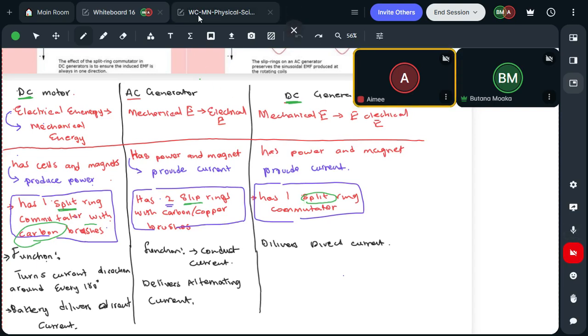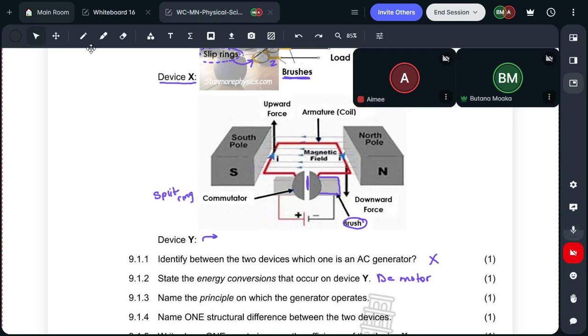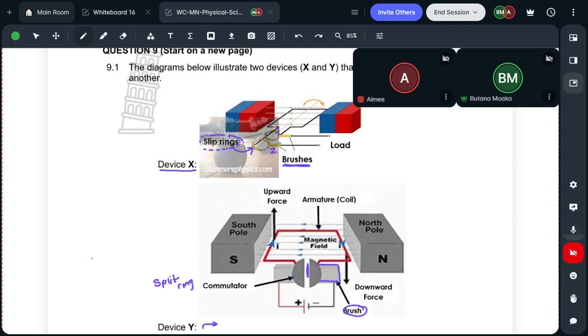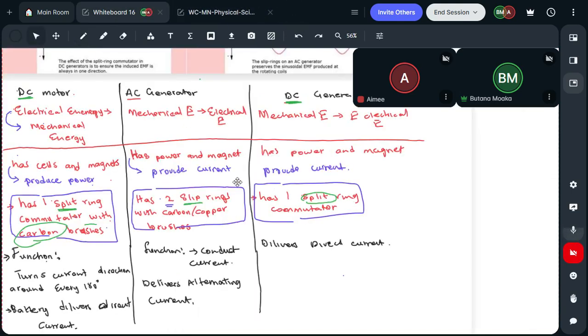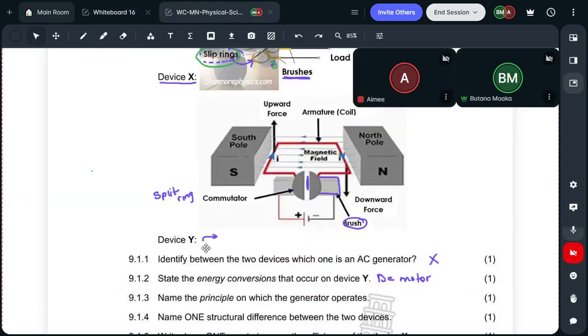The first question says to identify which of these two is an AC generator. We looked at the rings. This one has 2 slip rings. Then you look at your table: 2 slip rings means it's an AC generator. That's how we got that one. Then we know that device Y is a DC motor, not a DC generator, because it has a split ring that is connected to carbon brushes.